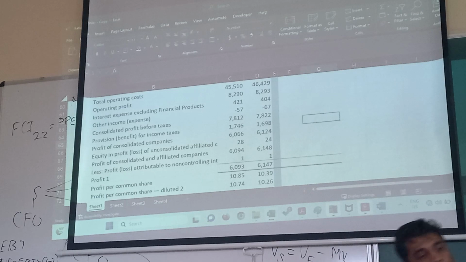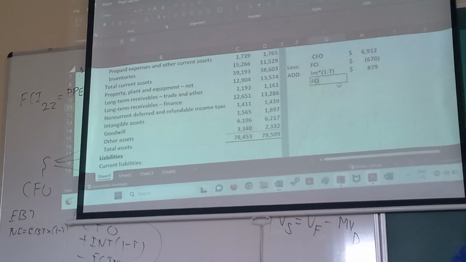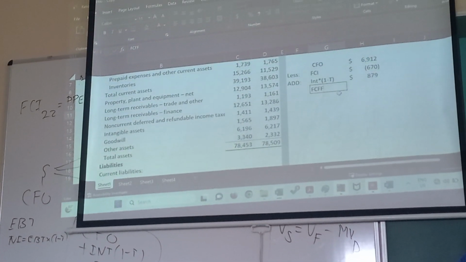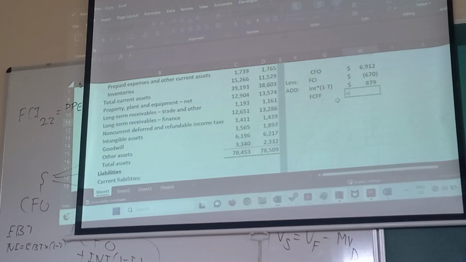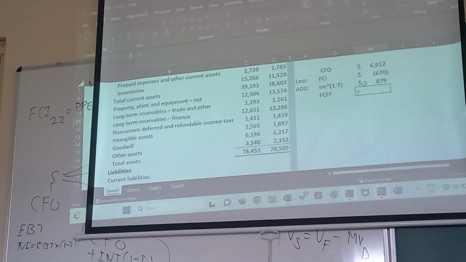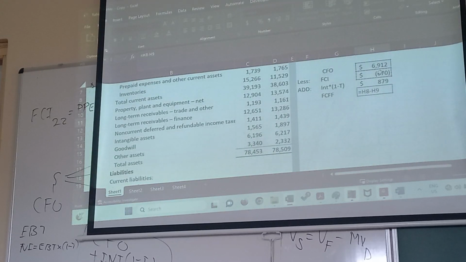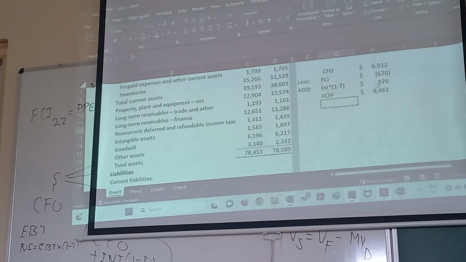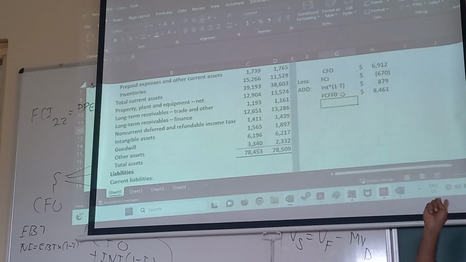Okay, now you have these three figures. Right? What is a free cash flow to the equity? To the cash flow from operations, you will be deducting the fixed capital investment and you will be adding the interest. So this is your FCF of 0. Is there anybody who didn't get this?